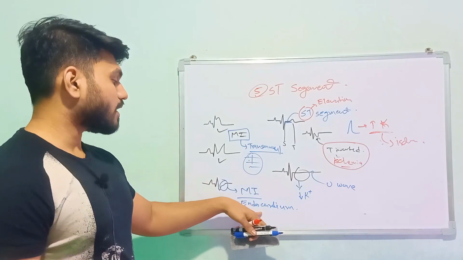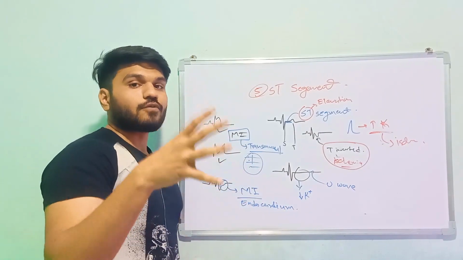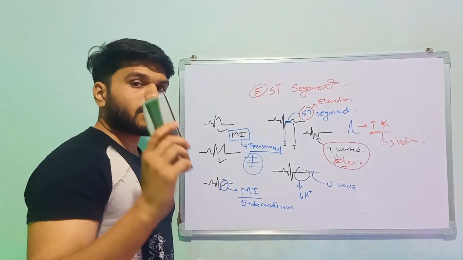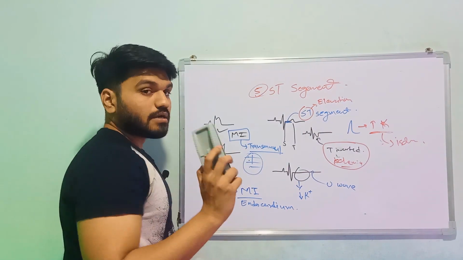Because after endocardium you can rupture the wall of the heart. So you have to be quick when you see the depression in the ECGs.